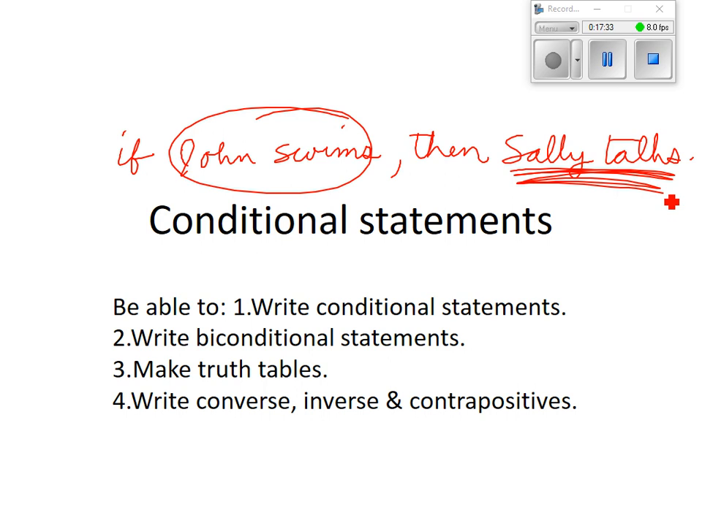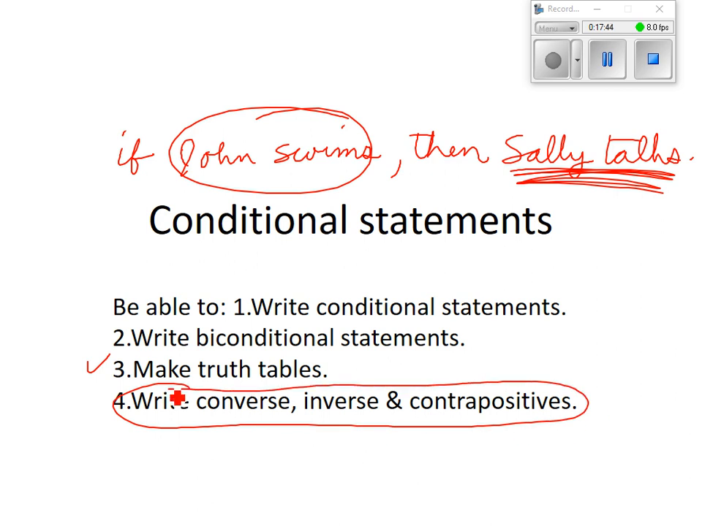Everybody understands that? You know, to write biconditional statements, make truth tables. Truth tables aren't very hard. We won't do a whole lot with them. This last thing right here, that's probably the most important. I guarantee on the final exam, you'll have a question. It'll say, write the converse, inverse, and contrapositive of this statement. I shouldn't even talk about the final exam yet. On the semester exam, you'll see something that asks you to write that. I know what the inverse is. What's the inverse? It's Sally talks, John swims. No, probably not. That's right.